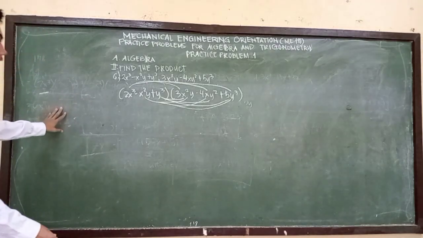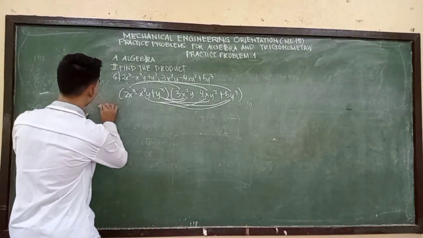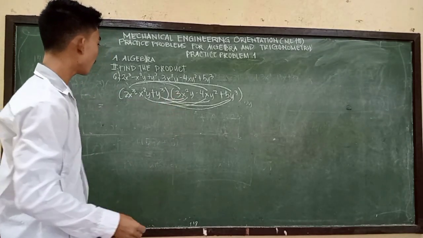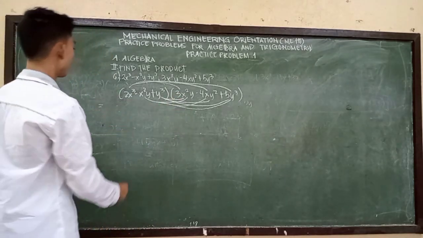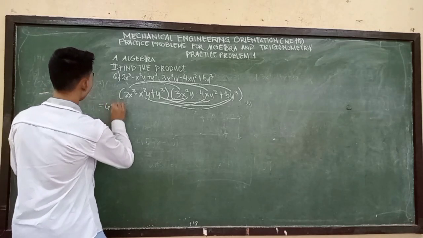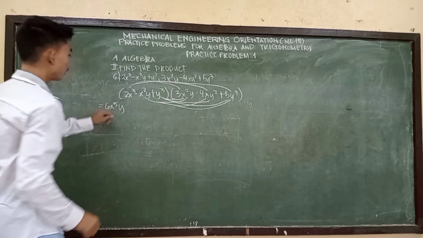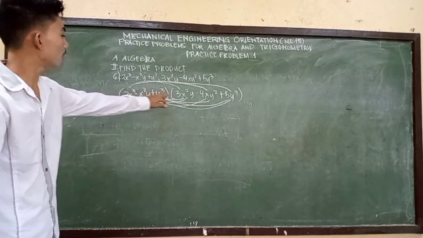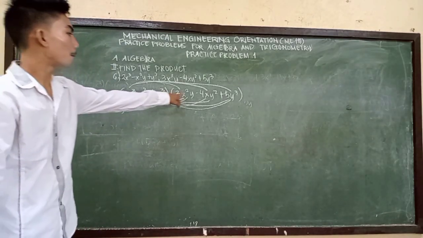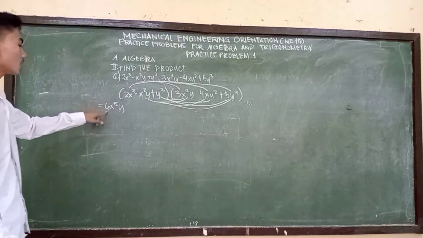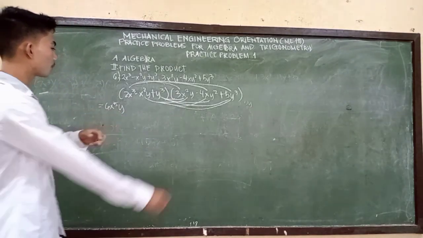So now we will solve the 2x cubed times 3x squared y, which will give us 6x to the 5th y. We will multiply 3 with 2 and then add the exponents of x. So that gives us 6x to the 5th y.